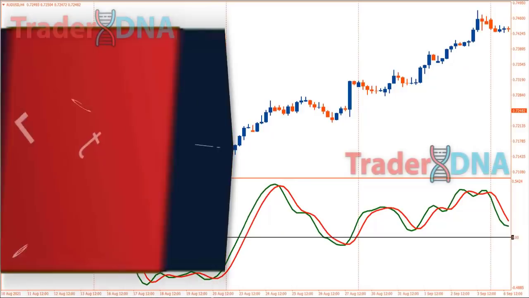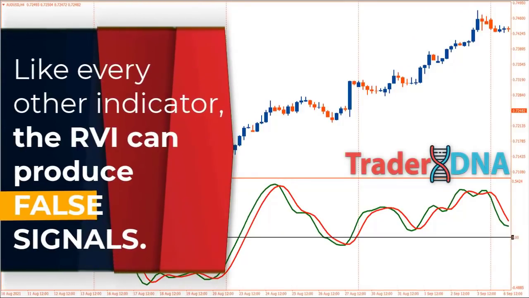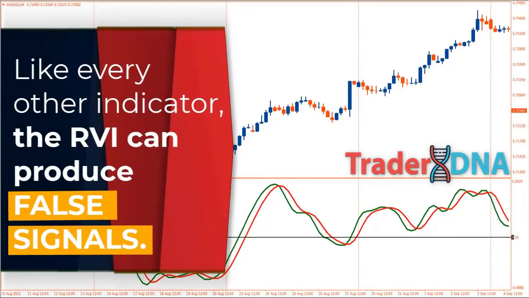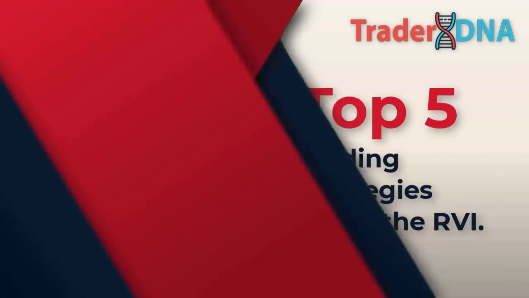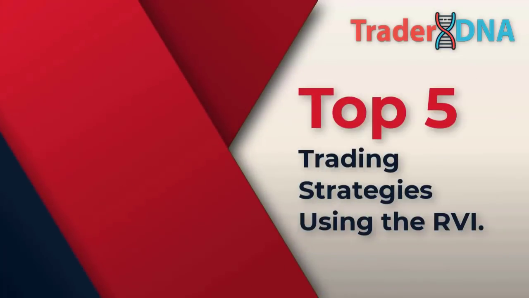Like every other indicator, the RVI can produce false signals. Therefore, I strongly suggest you combine the relative vigor index with additional trading tools to identify head fakes. Due to the risk of false signals, we will now cover 5 trading strategies using the RVI. And now, here are 5 trading strategies using the RVI trading indicator.